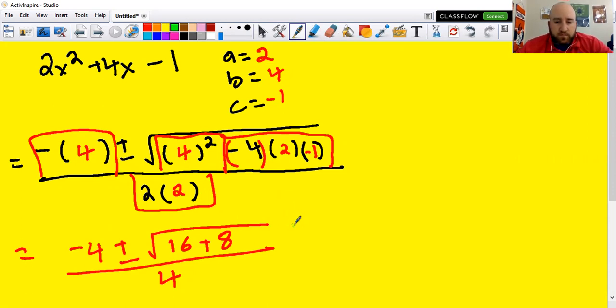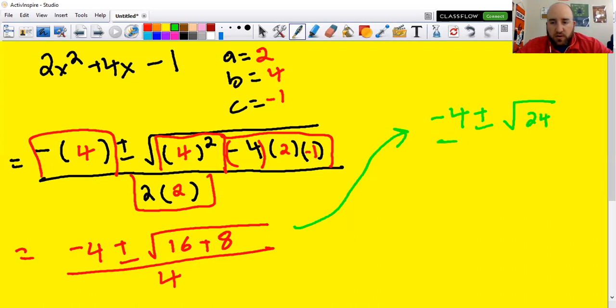So let's move this up here. And green's not the best at showing up, but I think it'll be okay. So -4 plus or minus the square root of 24 over +4.